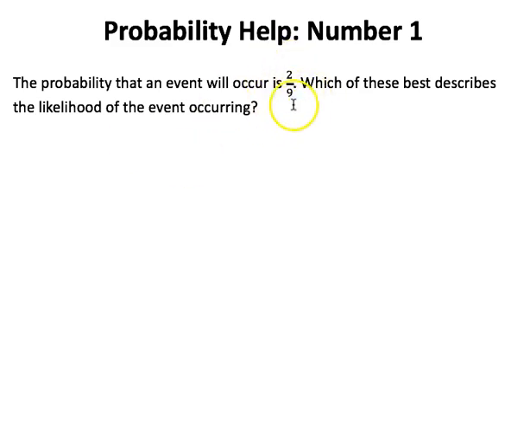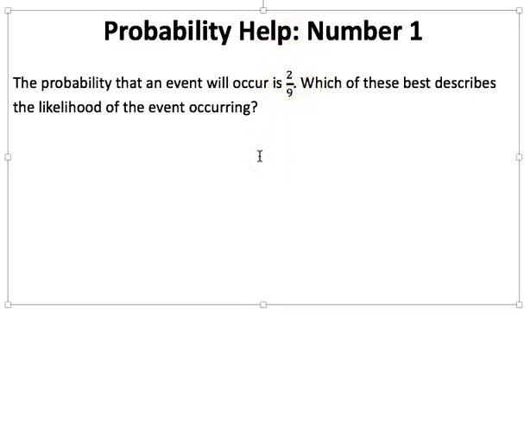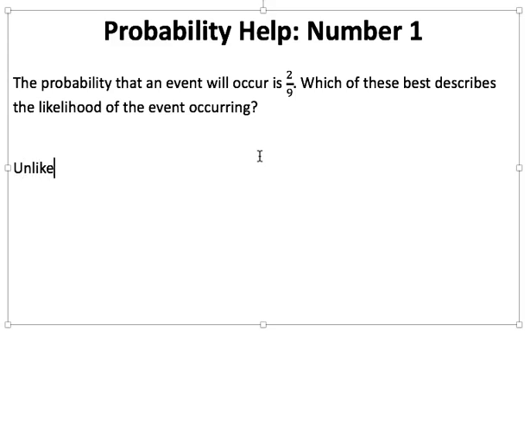I'm looking at 2/9. I know half of 9 is 4.5, so that would be our even chance. And this falls less than that. So I'm going to say this is unlikely. So that would be my answer for this example.